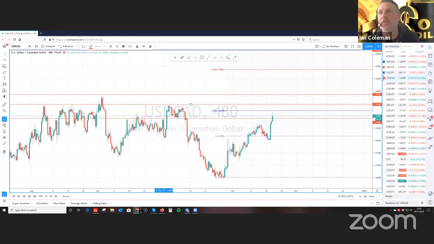1.9 is expected, so same as previous. A higher than expected figure is obviously bullish for Canadian dollars. So a higher figure, bullish for Canadian dollars, should see dollar CAD move to the downside. A lower than expected figure, conversely, we should see it move higher. The wheels are spinning, but nothing's coming out yet.